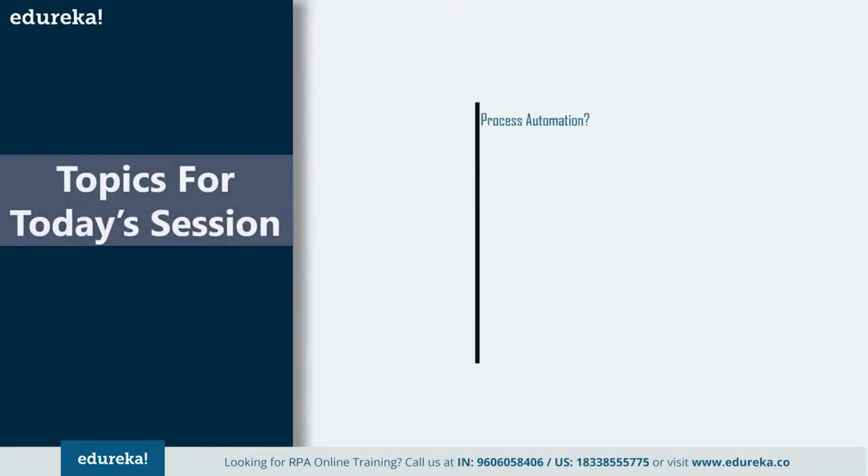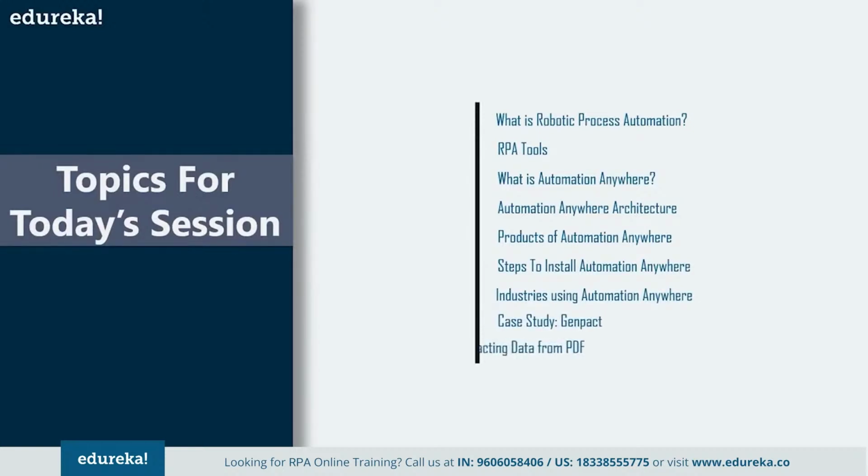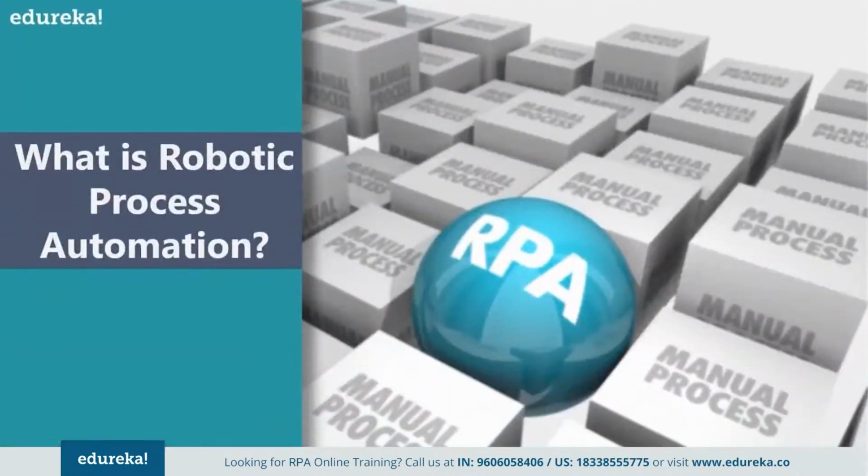So we'll start today's session by understanding what is robotic process automation, and then I'll tell you the top RPA tools. Once you understand them, we'll discuss Automation Anywhere, since this session is about Automation Anywhere, and then I'll tell you Automation Anywhere's architecture and products. Once you understand how to install Automation Anywhere, I'm going to tell you what industries use Automation Anywhere, and finally I'll end this session by showing you how a company benefited by using Automation Anywhere, and then a hands-on in which we're going to extract data from PDFs and then store it in an Excel file, right? So I hope I'm clear. Alright, so let's get started now.